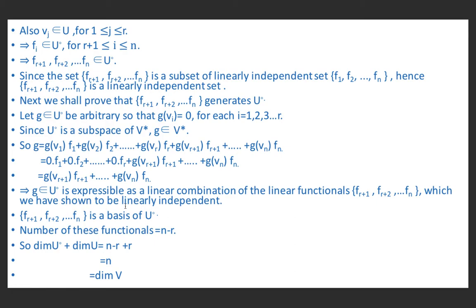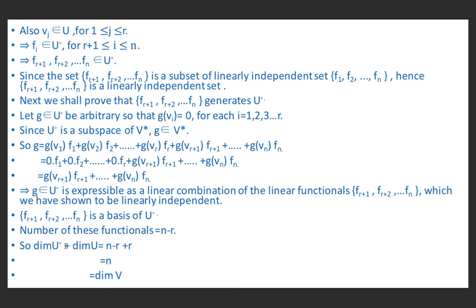Also, already we have shown that this set f(r plus 1), f(r plus 2), ..., fn is linearly independent. So it forms the basis of U dot, which is the annihilator of vector space V. And the number of elements in this set is equal to n minus r, because it starts from r plus 1 and goes up to n. So the number of elements here is n minus r.